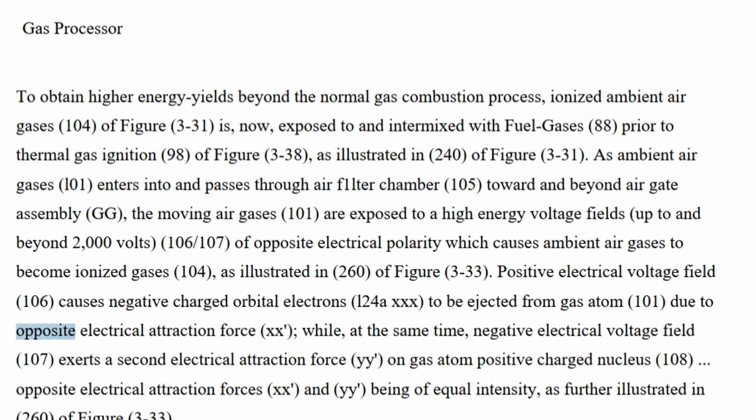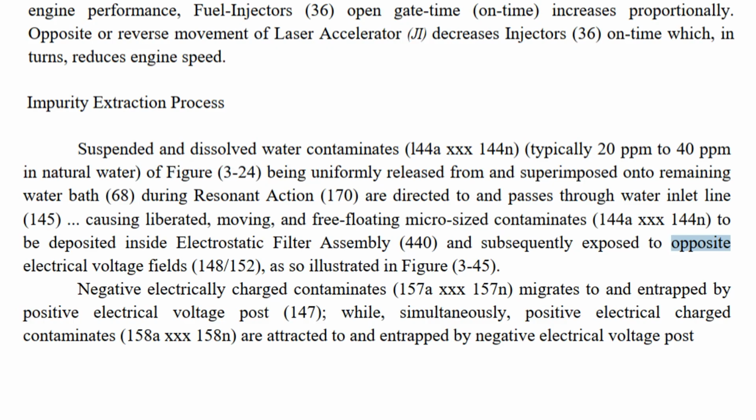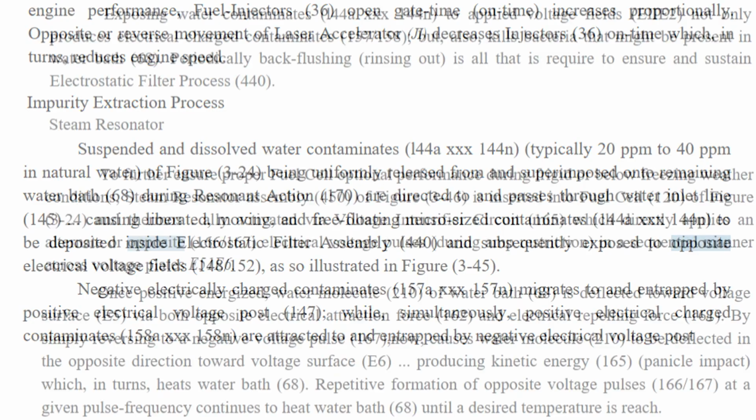Positive electrical voltage field causes negative charged orbital electrons to be ejected from gas atom due to opposite electrical attraction force. Purity extraction process is subsequently exposed to opposite electrical voltage fields. This is a different function of the water fuel cell entirely, but still uses the opposite electrical voltage fields.